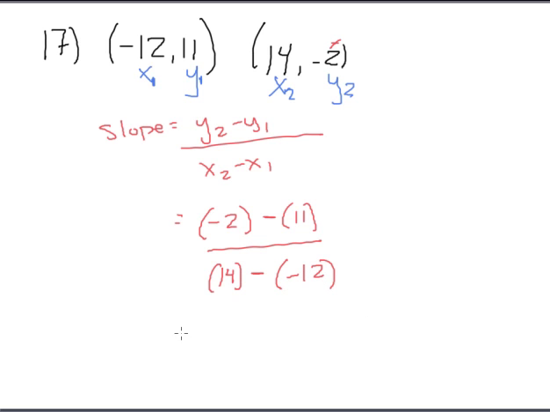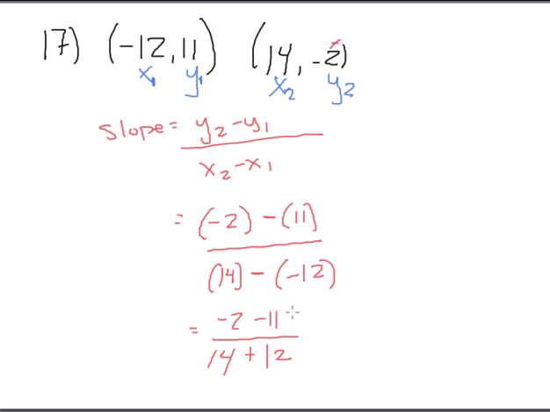Okay, I'm going to rewrite this out here. So I have negative 2 minus 11, I'm just taking out my brackets, over 14 minus -12. So when you see two minuses, remember that's going to change into a positive.